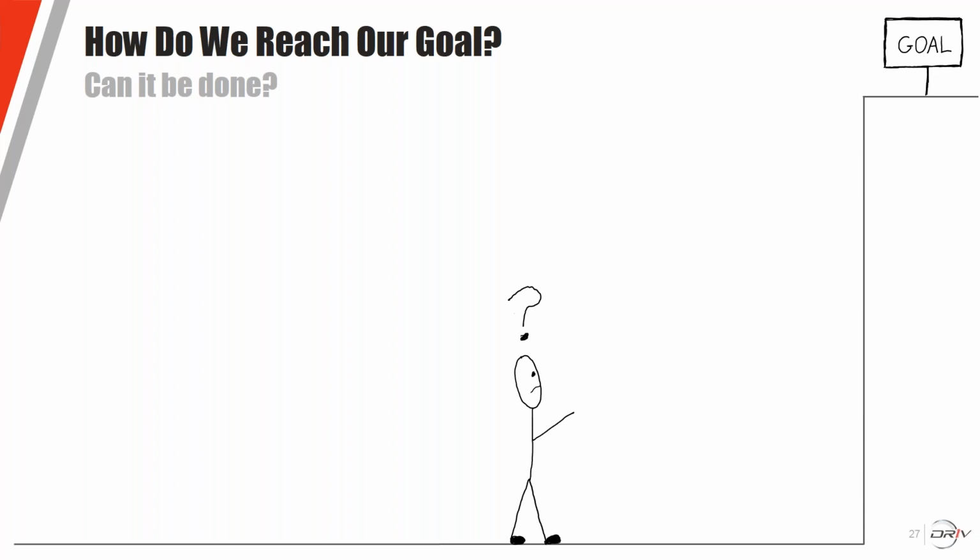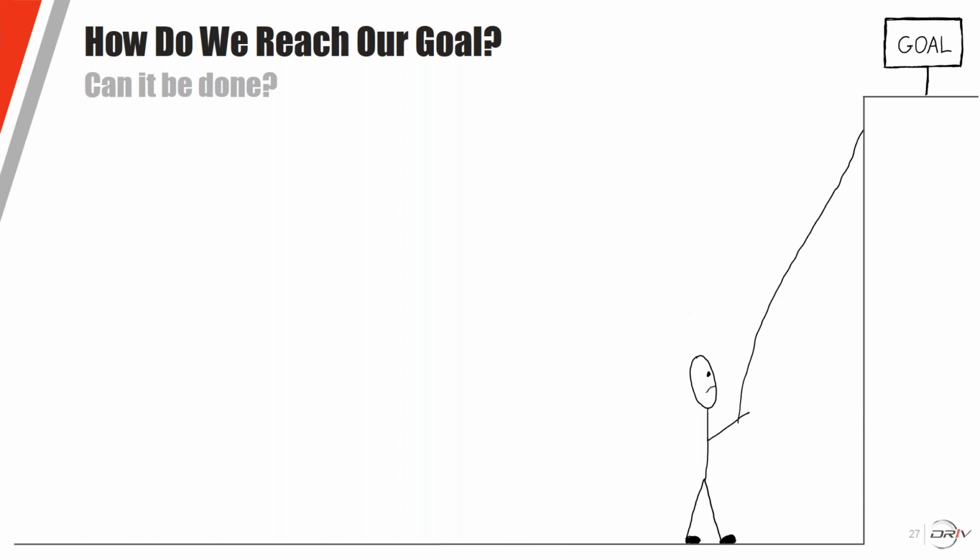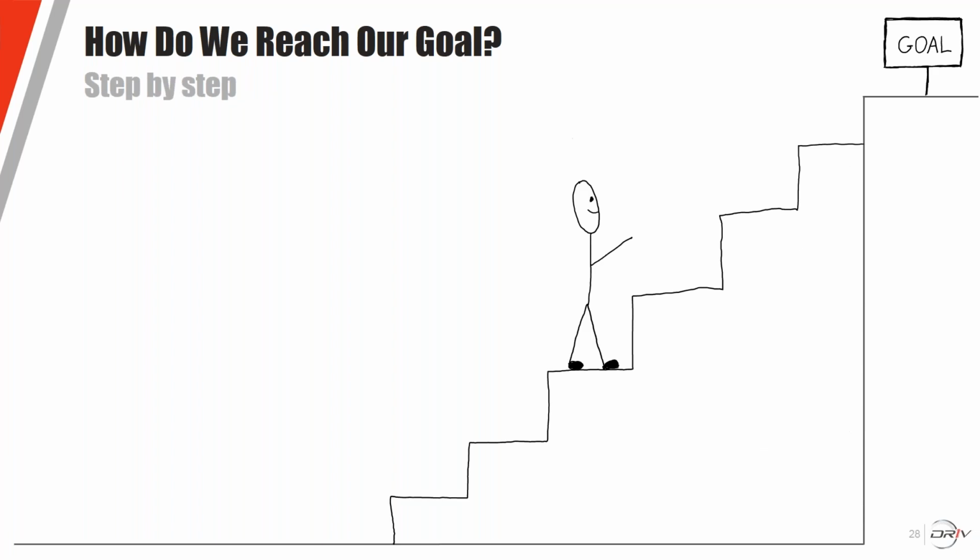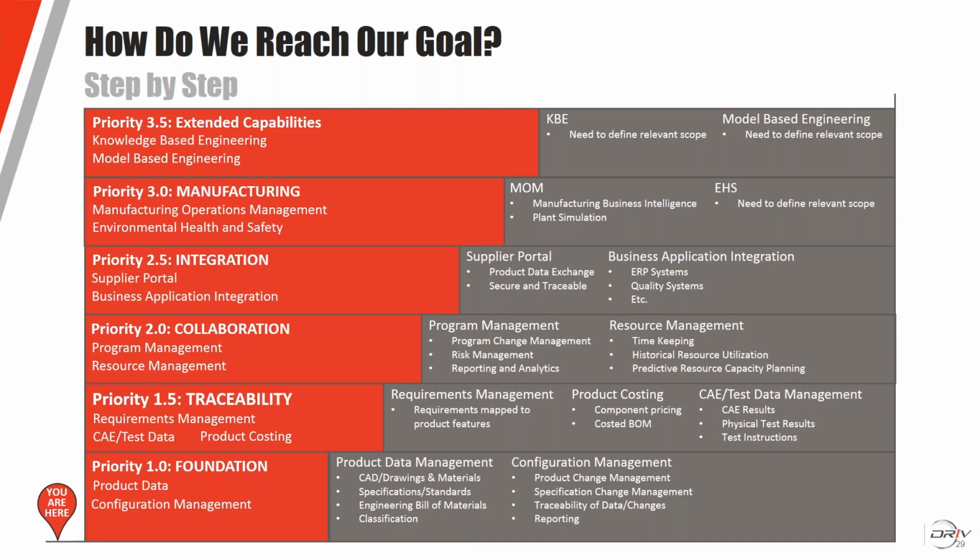if I'm looking at a destination at the top of this vertical wall, what's the easiest way to get there? Am I going to put a rope up and then try and climb the wall? I would argue probably not. I would argue that it's better to have a staircase that's going to get me up to the goal. So with that vision, we put together a step-by-step, this is how we want to implement PLM roadmap.